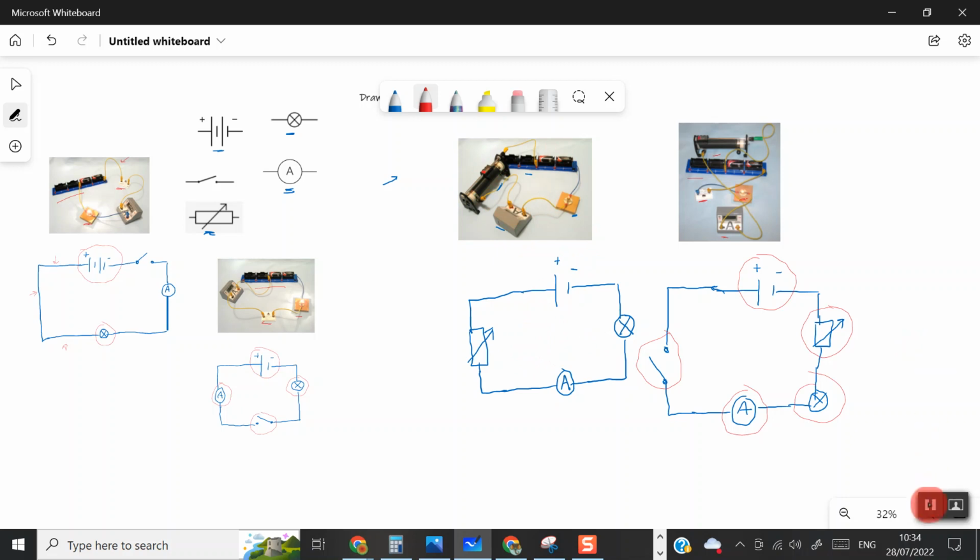So that is light dependent resistors, temperature dependent resistors, and how to draw electronic circuits.